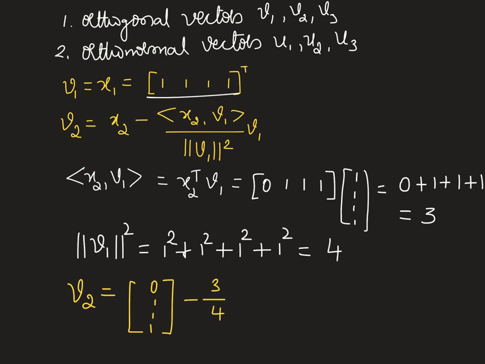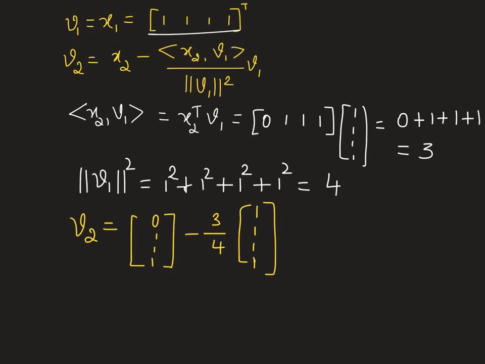And the v1 vector is 1, 1, 1, 1. So we do simplification of this. It gives us the result 0 minus 3/4, minus 3/4, 1 minus 3/4, 1/4, 1/4, and 1/4. So this is the second orthogonal vector.